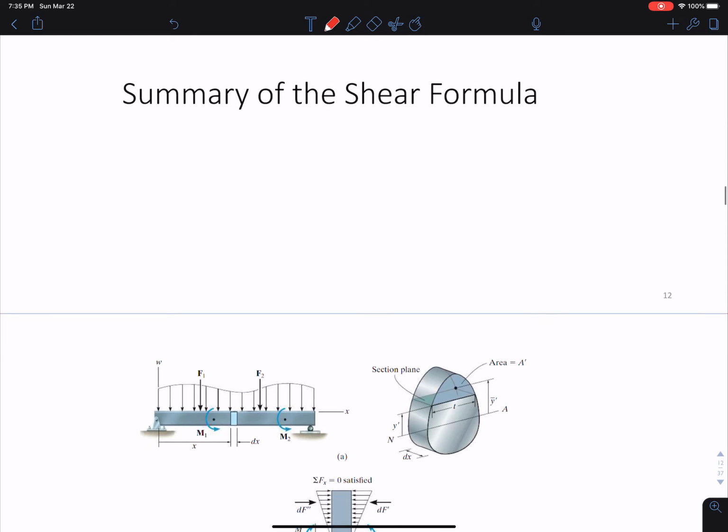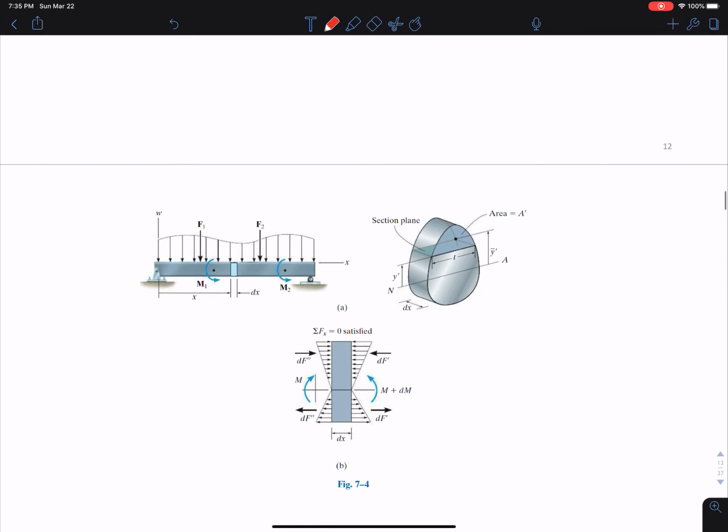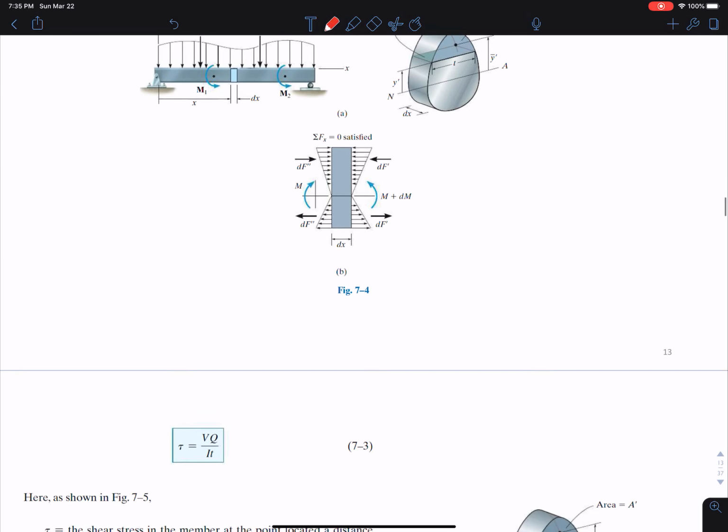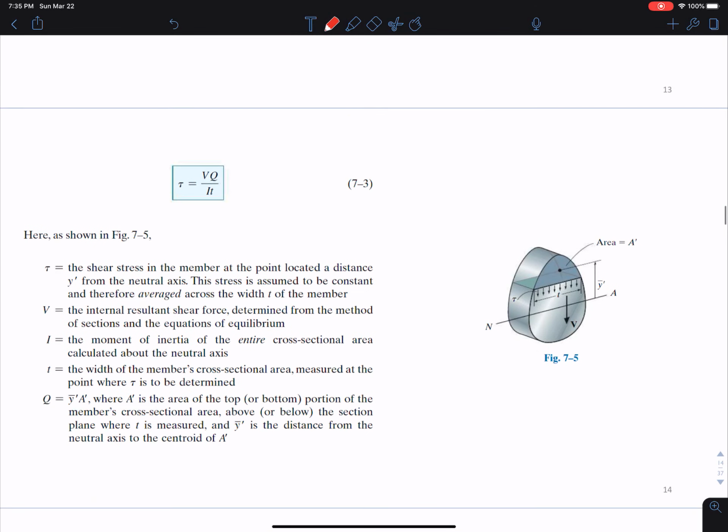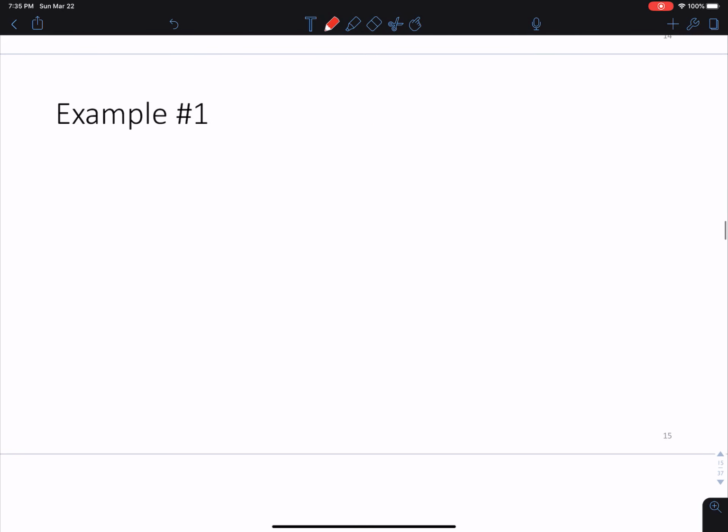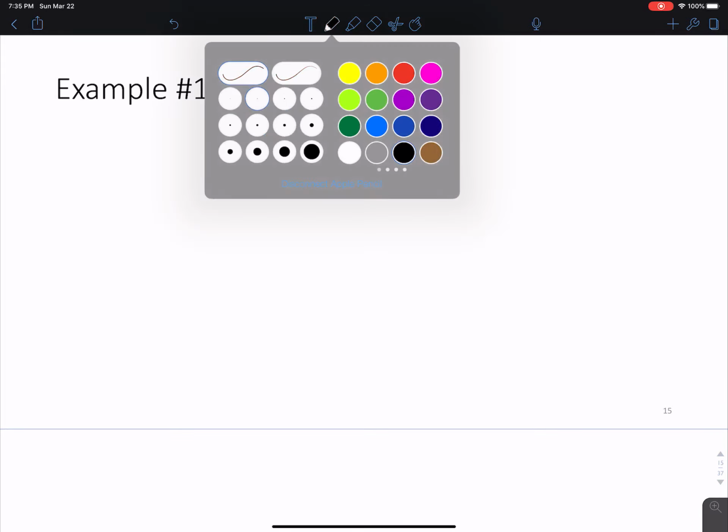Okay, so a summary of the shear formula. These are some pictures from the book that are a lot prettier than the ones I could draw, so I put them here for you. This is our profile. This is everything you need to know about that shear formula, the shear flow formula, and how you can calculate it. And we're going to go through our first example now.